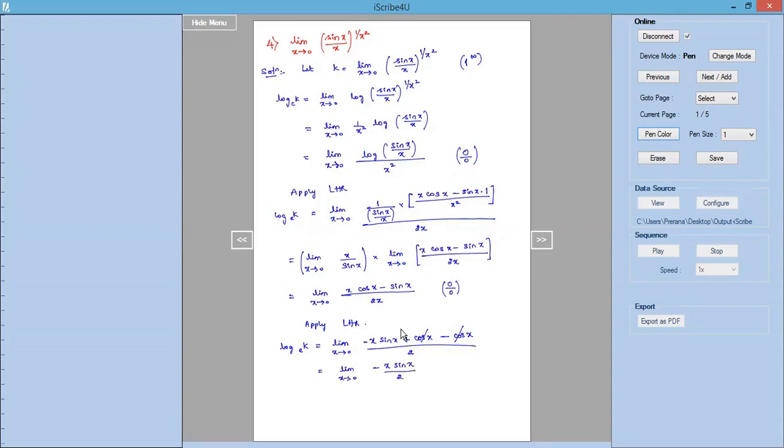So as x tends to 0, this gives us 0. 0 divided by 2, so it is equal to 0. So we have, taking anti-log on both sides, k is equal to e power 0, which is equal to 1. So this is the required answer for the given indeterminate form, that is limit as x tends to 0, sin x divided by x whole power 1 by x square.